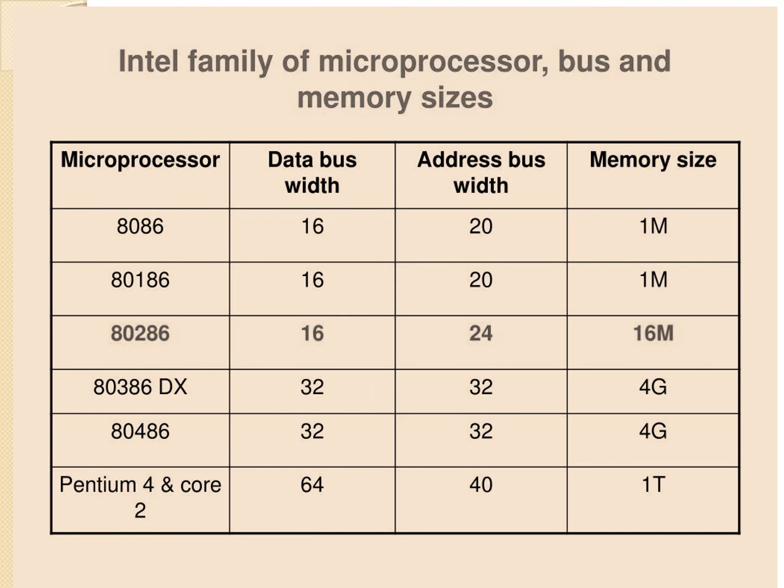And this is the comparison of microprocessor with respect to bus and memory sizes. So obviously Pentium 4 has a high capacity of data bus and address bus with a memory size of 1 terabytes.